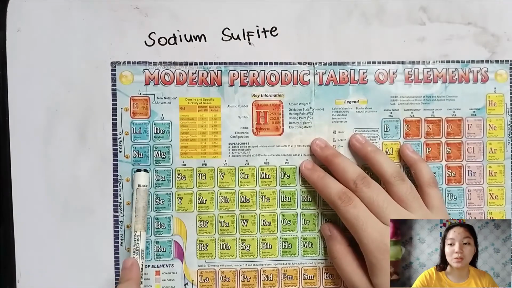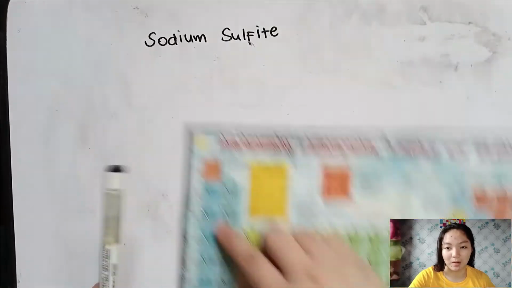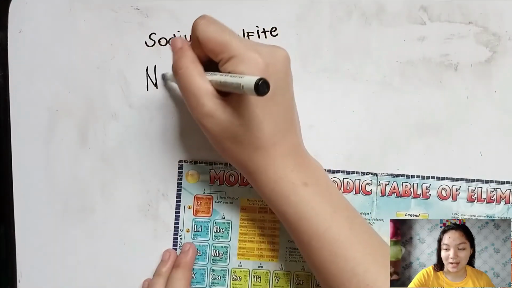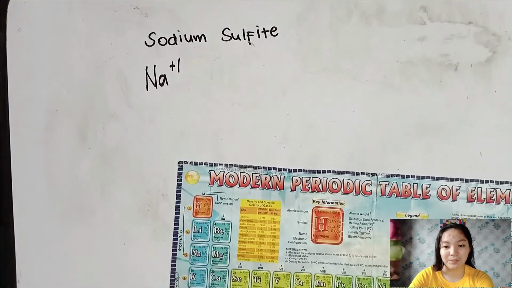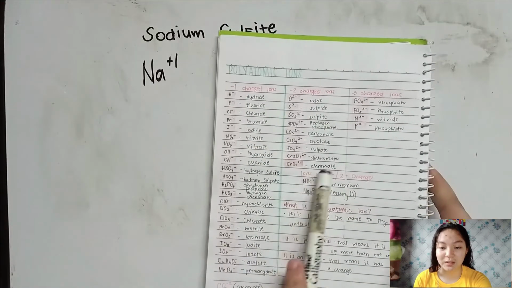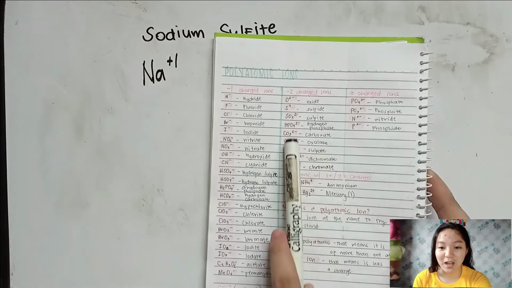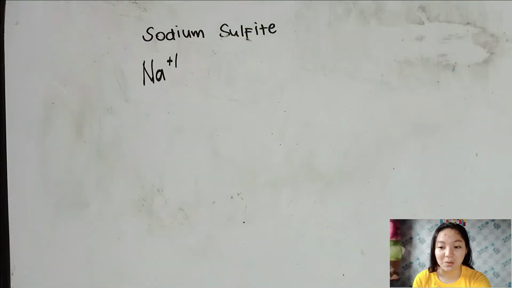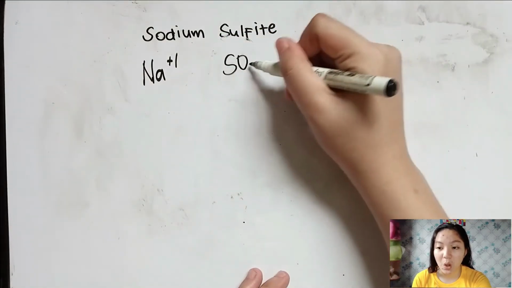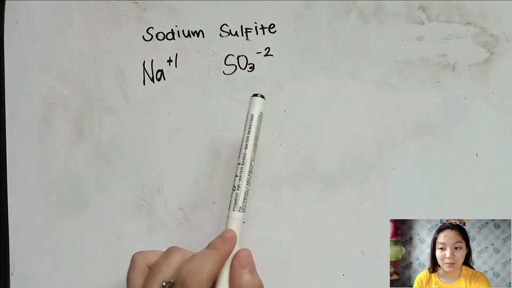You can find sodium in the first column on your left side if you're facing the periodic table. Its symbol is Na with a positive charge of 2. Next, if you have a table like this or your teacher provided it to you, you can find the sulfide in the negative 2 charged ion column, which shows SO3 with a negative charge of 2. So now, we have Na positive 2 and SO3 negative 2.